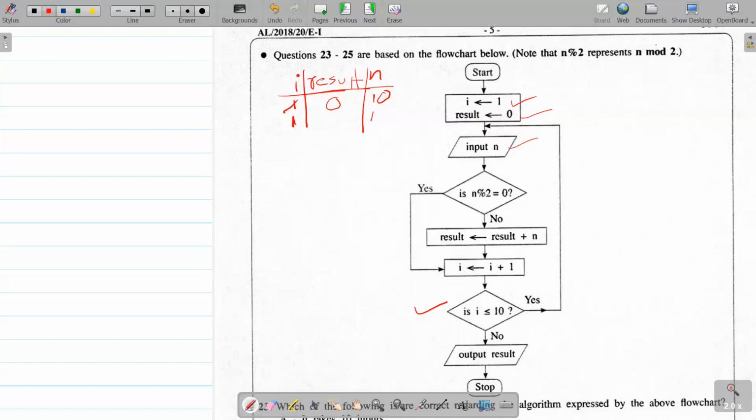Then they take in another n, so I'm giving 15. N remainder 2 equals 0, no. So they says, add n to the result, then assign it back to the result. That means n is 15 for the moment. So 0 plus 15 is going to give you 15. Then they are asking me to increase the value of I by 1.